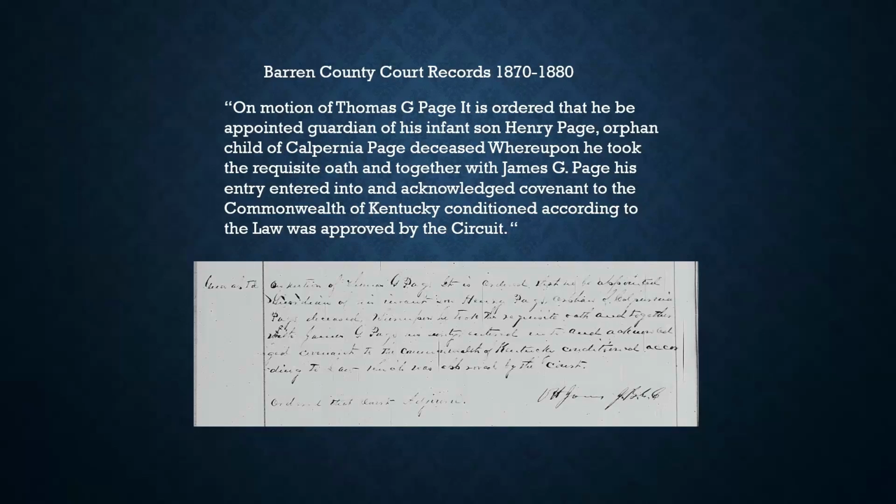And this is probably because Calpurnia had so much land that she inherited from her father that he was being appointed guardian to handle all of the legal stuff for his son regarding all of the property he would have inherited as the legal heir to his mother. And then the James G. Page is actually Thomas's father.